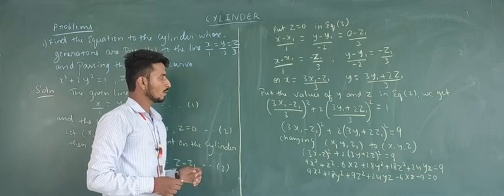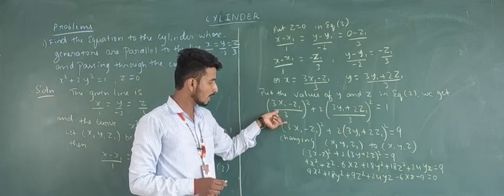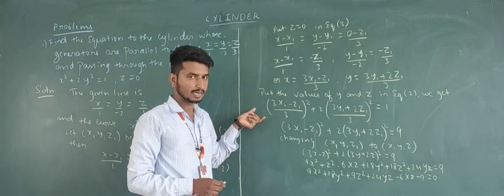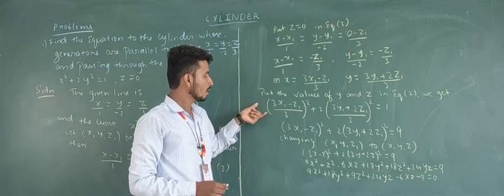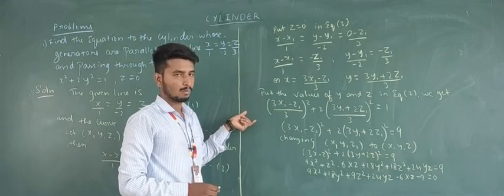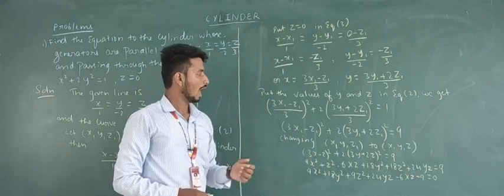Next we take the 3 common. Since it is squared, that will be 9. So by taking the 9 common outside, we will multiply the 9 with the RHS term.